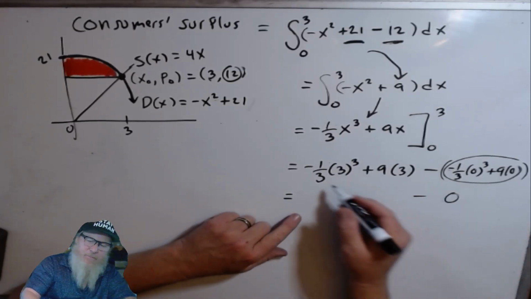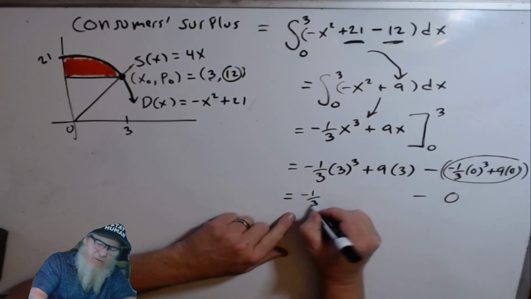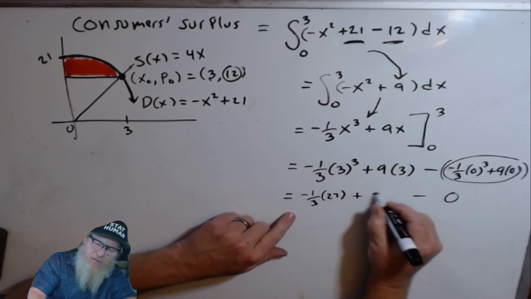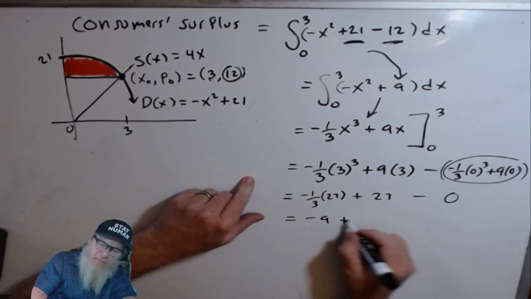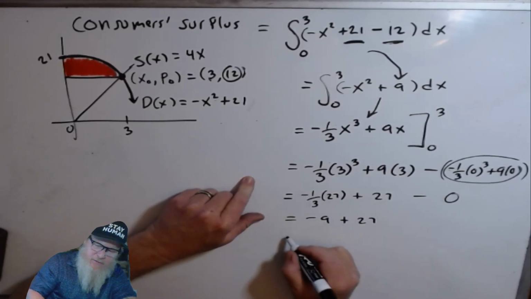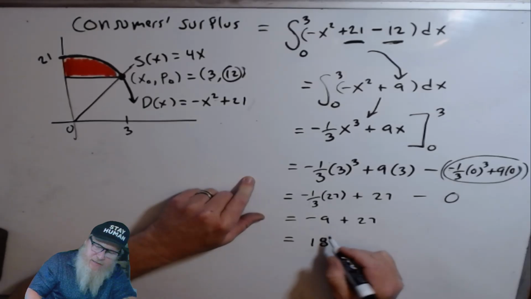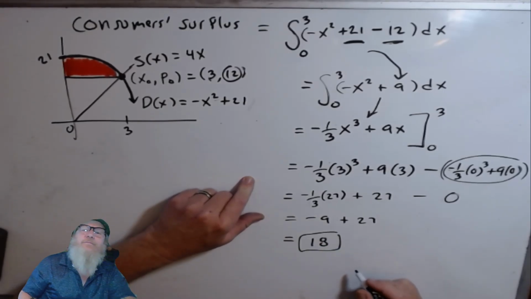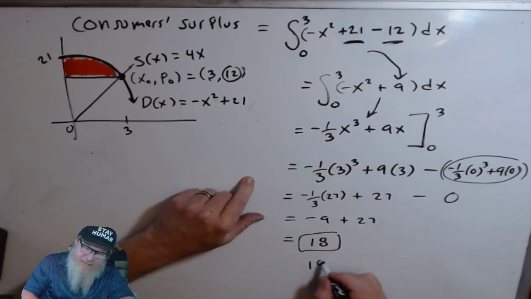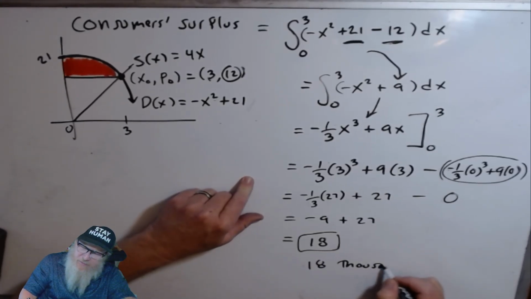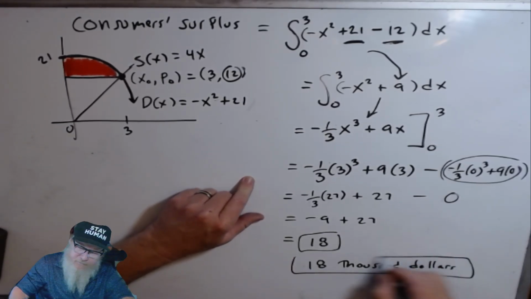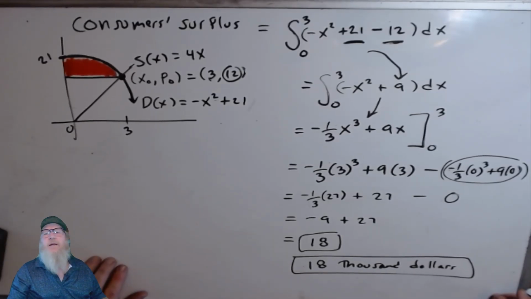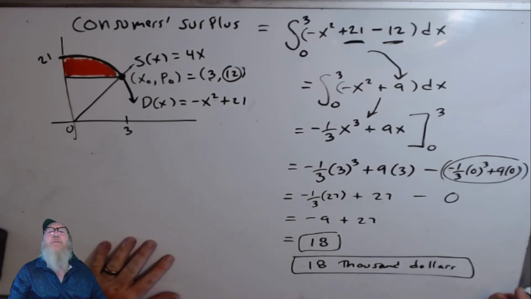All right, go ahead and do the rest of it. You're going to get negative 1/3 times 27 plus 27. So negative 9 plus 27, so 18. So this means $18,000. That's what 18 means. So that's our consumer surplus.